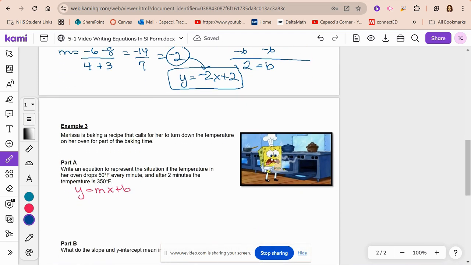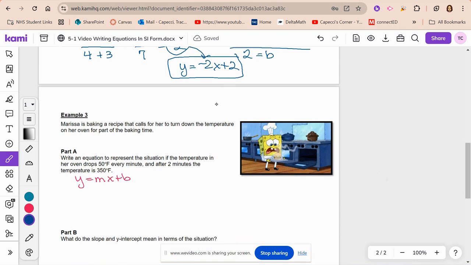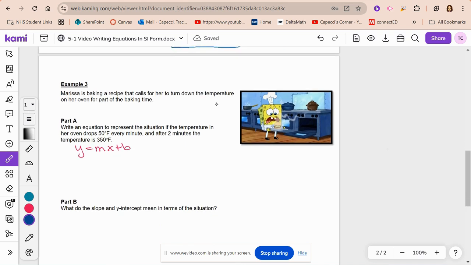All right, let's keep going. Let's do some word problems, see how we do. Marissa is baking a recipe that calls for her to turn down the temperature on her oven for part of the baking time. Okay, so write an equation to represent the situation if the temperature in her oven drops 50 degrees every minute, right? That's the rate of change. That's the rate that it's changing, rate of change.